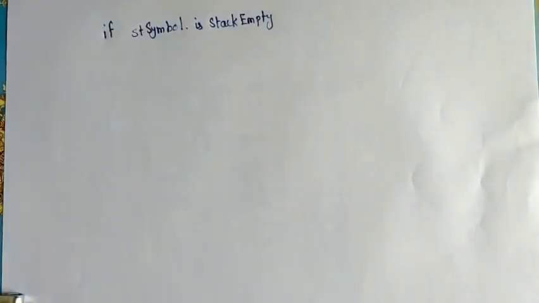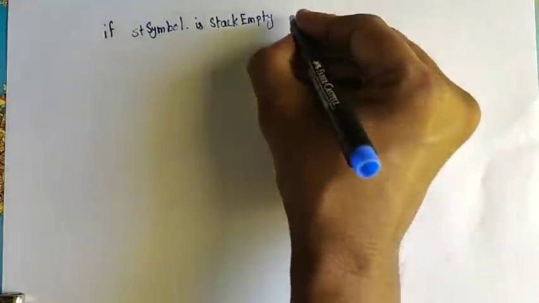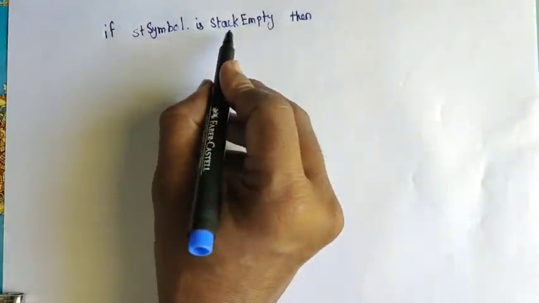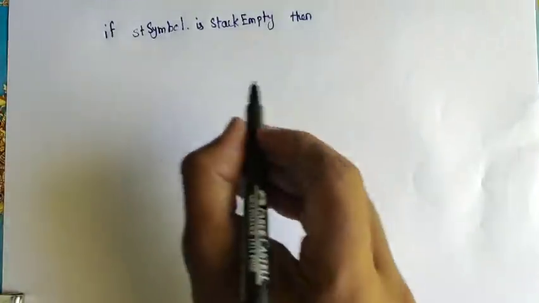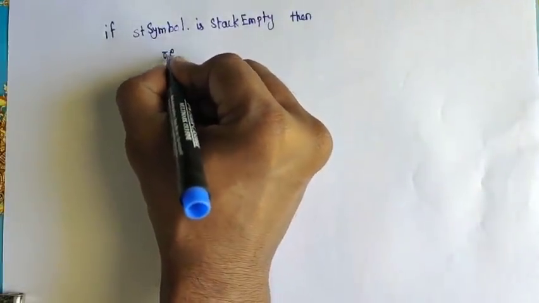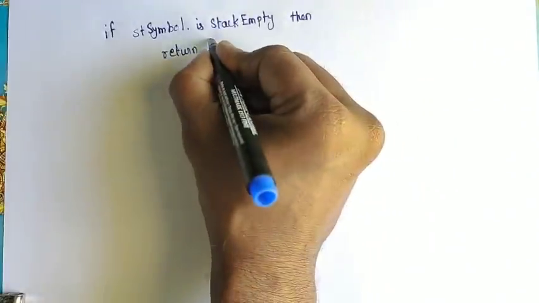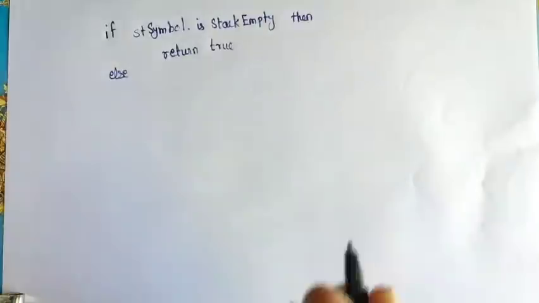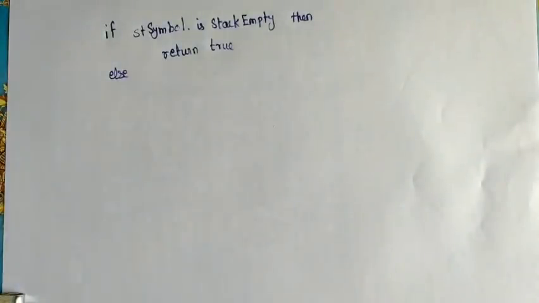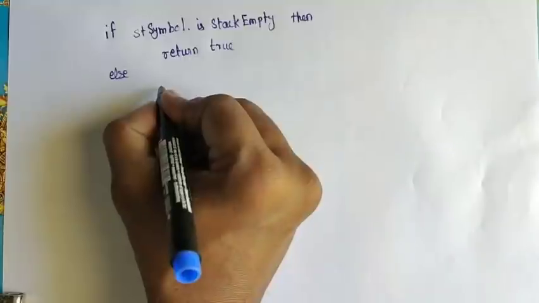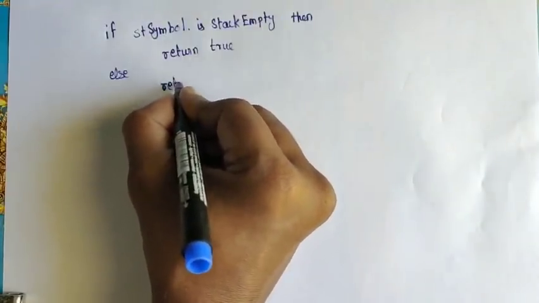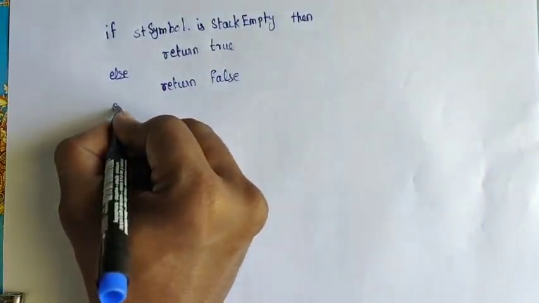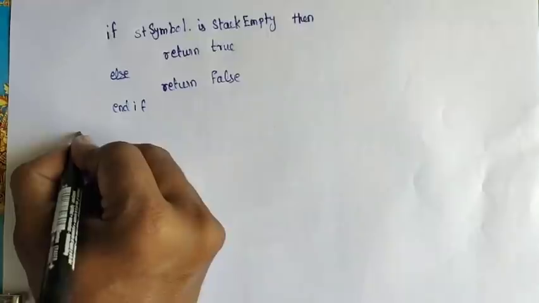Okay, so is the stack empty? Then what I have to do means, by the time the stack is empty, the symbols are balanced. So I have to return true. Otherwise, if it is not empty, and some opening symbols are still there in the stack, it means that it is not balanced. So return false. End if. And then end algorithm.